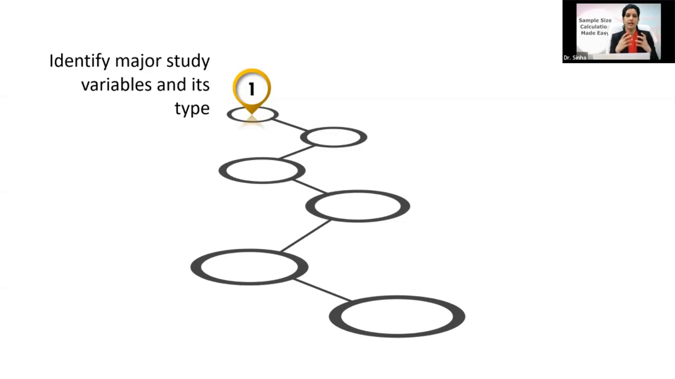In any research design or research question, there are 3, 4, 5 major variables. But out of that, you should identify the variable which is the most important for you. And then you should classify its type, because for sample size calculation, we classify it based on the mean or based on the proportion. So classify whether it is a continuous variable or a categorical variable, and identify according to that.